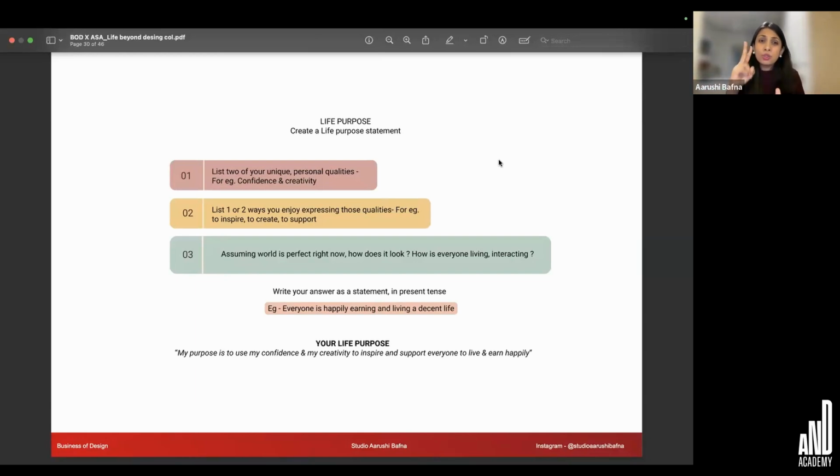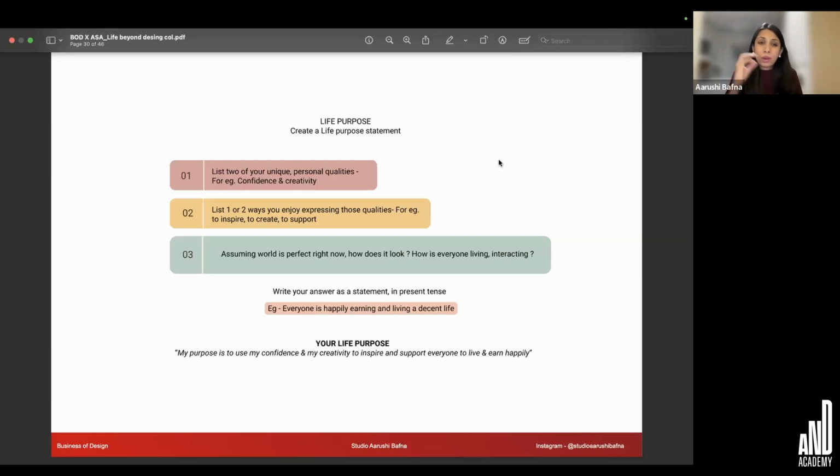Question number one, list two unique qualities or personal qualities that you have. For example, are you confident? Are you creative? Do you have a lot of empathy? Are you technically strong? Is your math strong? So, write two qualities that you have.